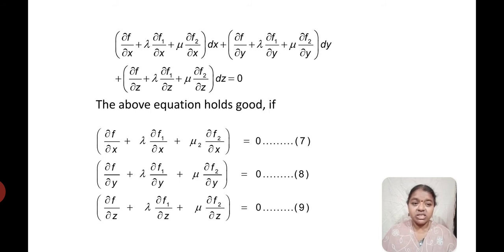So equation 7 is dou f by dou x plus lambda into dou f1 by dou x plus mu into dou f2 by dou x is equal to 0. Equation 8 is dou f by dou y plus lambda into dou f1 by dou y plus mu into dou f2 by dou y is equal to 0, and dou f by dou z plus lambda into dou f1 by dou z plus mu into dou f2 by dou z is equal to 0 is equation 9.